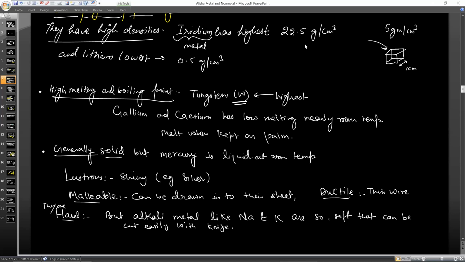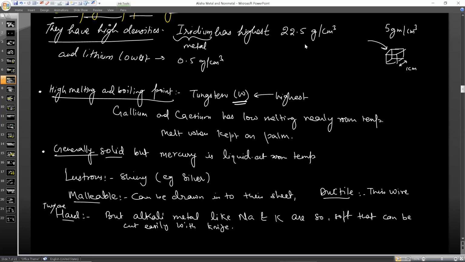For example, iridium has the highest density, that is 22.5 grams per cubic centimeter. Water has 1 gram per cubic centimeter. For example, if you have 1 kg of ice, it might be like this.